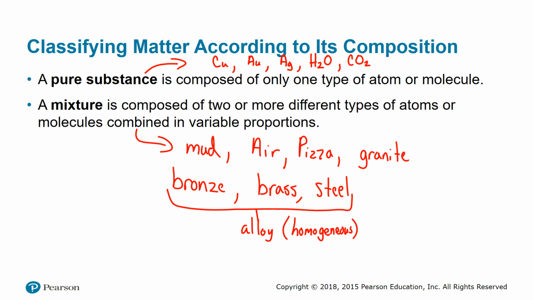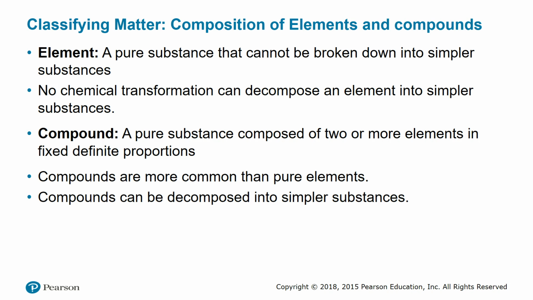All right. So, definition of an element. An element is a pure substance that cannot be broken down into simpler substances. So, the key thing about an element is you can't chemically break it down or physically break it down and have it maintain what it is. I'll talk about that in a different point.